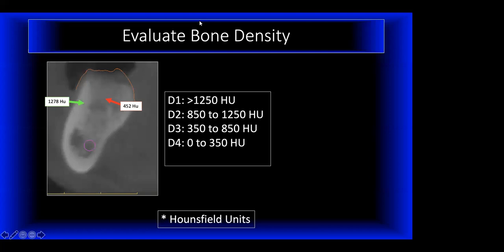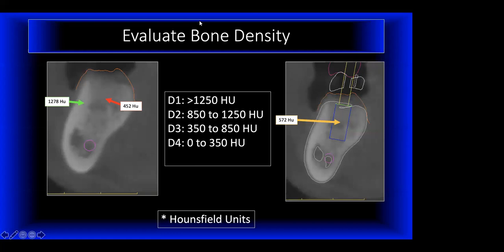It's 1278, which is really good D1 bone. We're looking at about D3 bone. And then we place an implant into that area, and we can take an average Hounsfield unit in that area, which is about 572. So the bone is compromised, but it's not so compromised that we can't do the case. We would just have to modify our protocol.